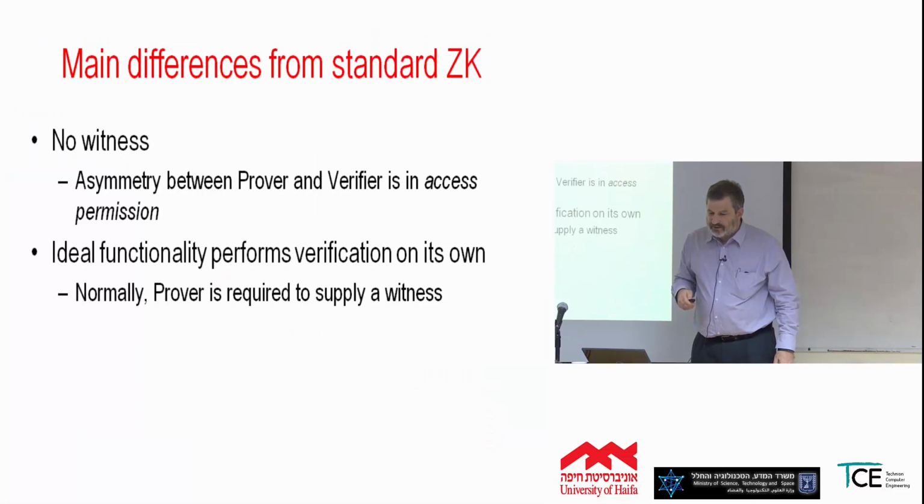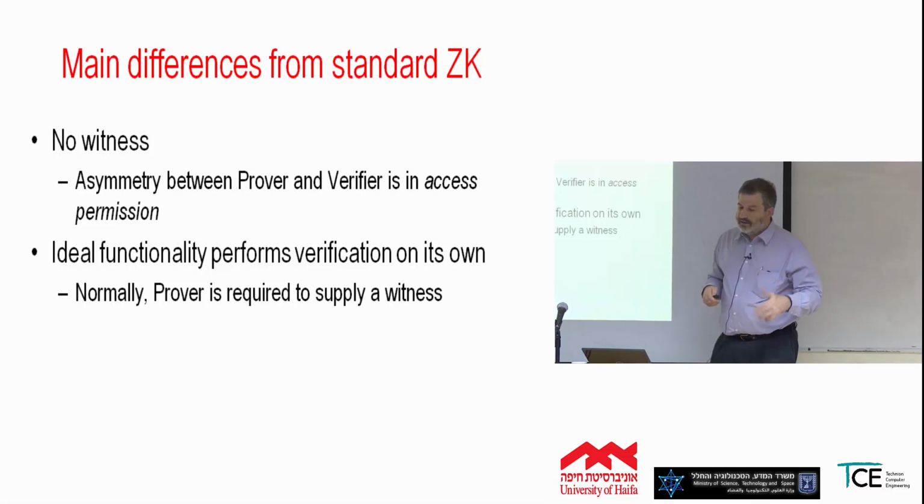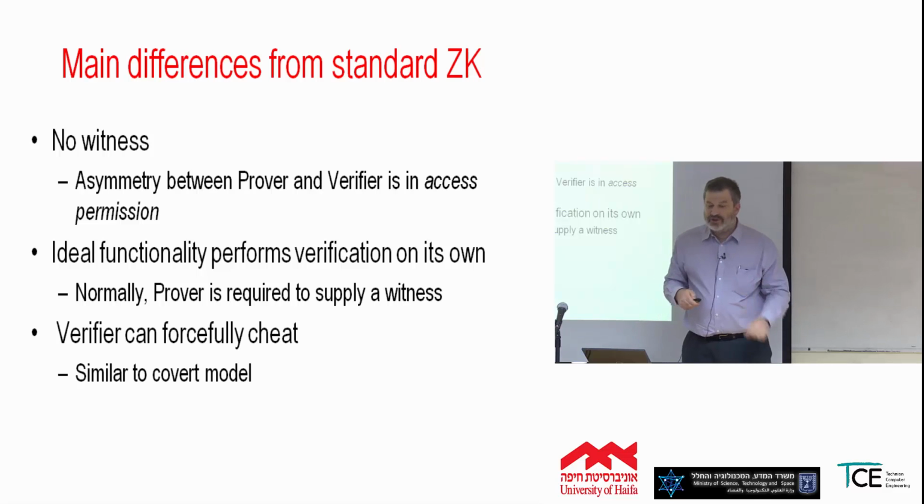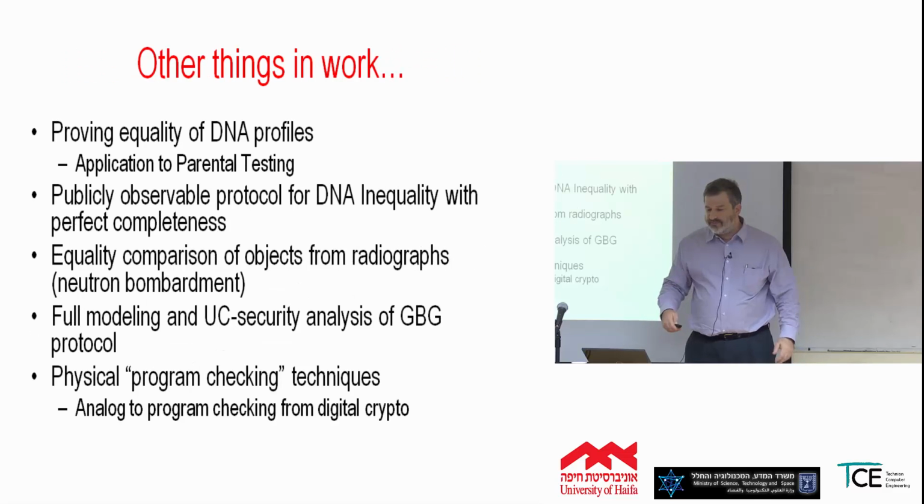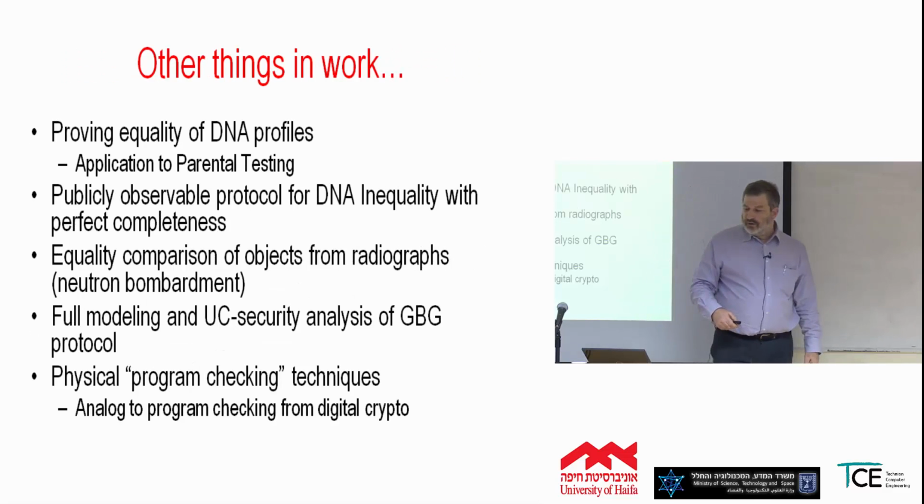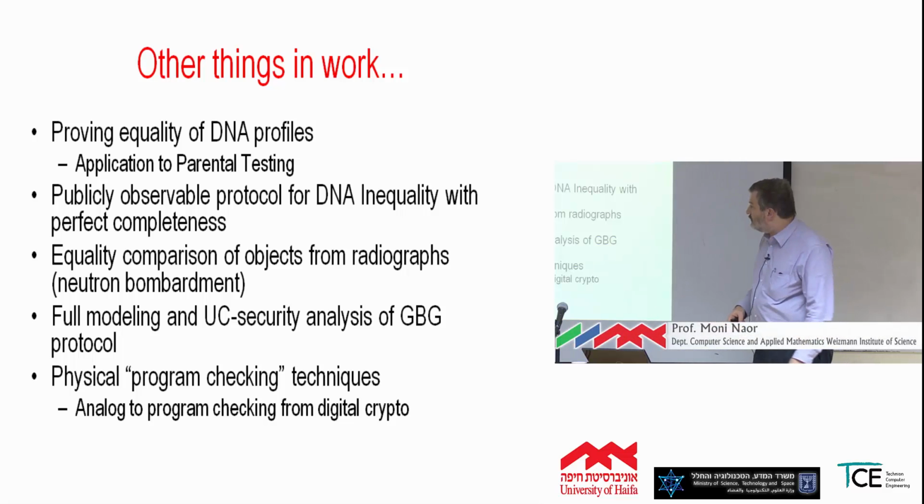As we said, the main differences from standard zero knowledge is there's no witness. The ideal functionality really performs the verification on its own. The verifier can forcibly cheat. The police can simply break in and take everything with them. There's nothing in the model that prevents them from doing it. And there are all sorts of things you can do. I mentioned a few of them.